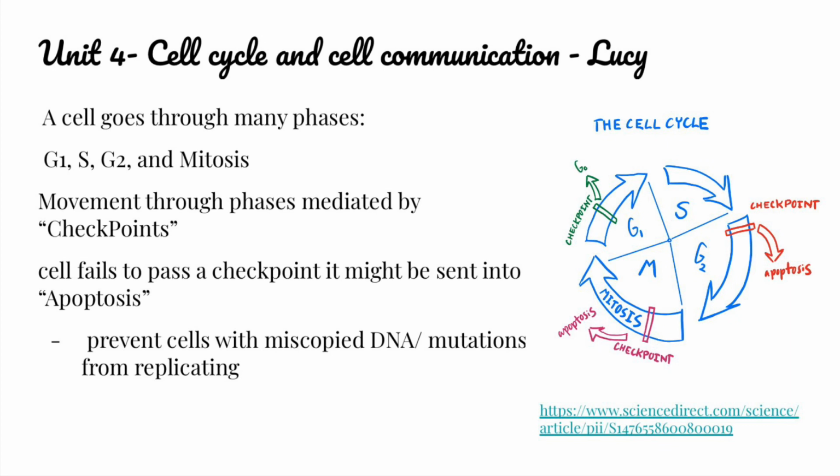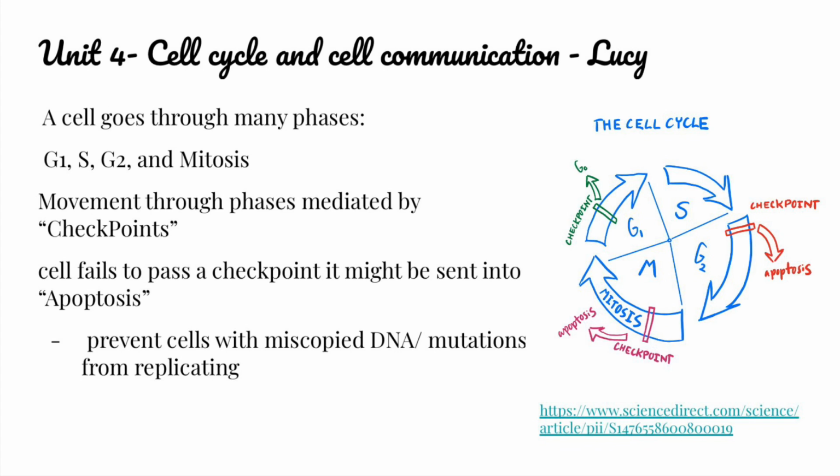Unit 4 is cell cycle and cell communication, and the cell cycle is made up of G1, S, G2, and mitosis, and we know that through these phases there are certain checkpoints where the cell makes sure that it has certain things like the right amount of DNA, the right kind of materials to go through division, but cells that fail to pass some of these checkpoints might be sent to apoptosis, which is programmed cell death.